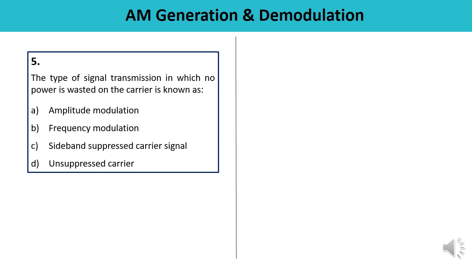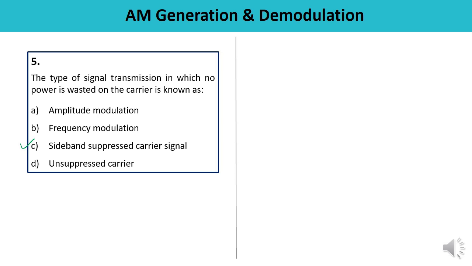Next question, question number 5. Here the type of signal transmission in which no power is wasted on the carrier is known as. Means where power is not wasted in the carrier. Whether it is amplitude modulation, frequency modulation, or sideband suppressed carrier signal or unsuppressed carrier. So the type of signal where power is not wasted in the carrier, that is the suppressed sideband carrier signal.